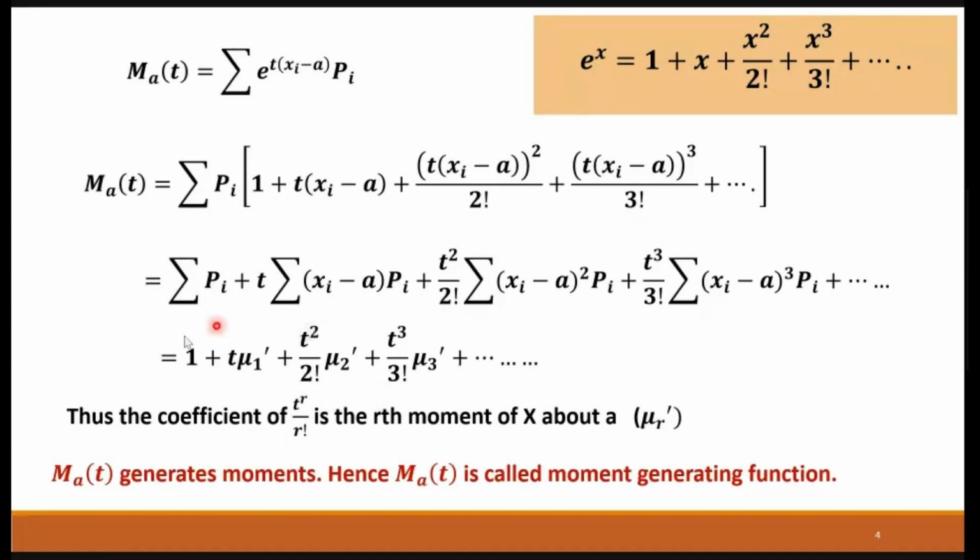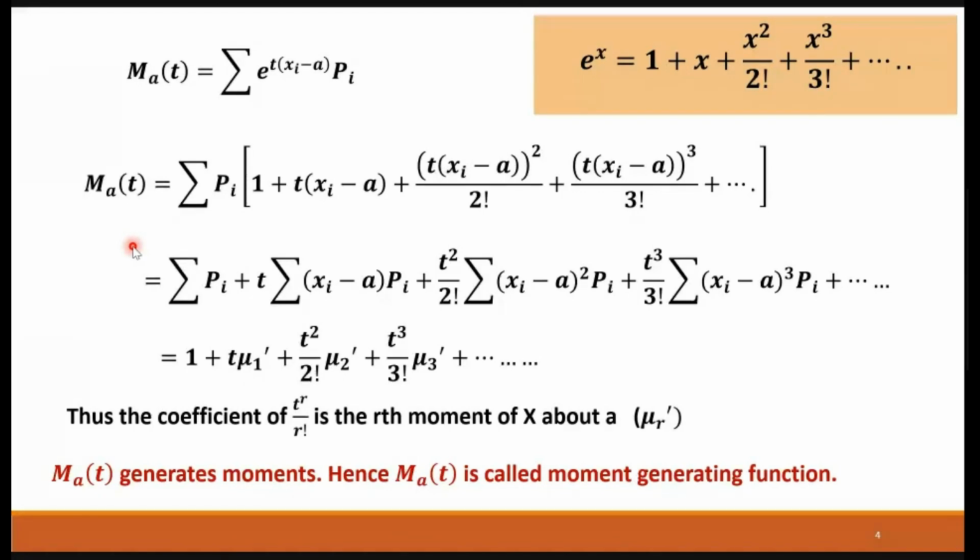ठीक है, तो हमें क्या करना है, इसको expand करने के बाद we have to take summation inside, and when we take summation inside, all these summations reduce to the raw moments mu 1, mu 2, mu 3. So we will have mu r dash will become the coefficient of t raised to r upon r factorial. Okay, that is why this M_a(t) is called the moment generating function or MGF.